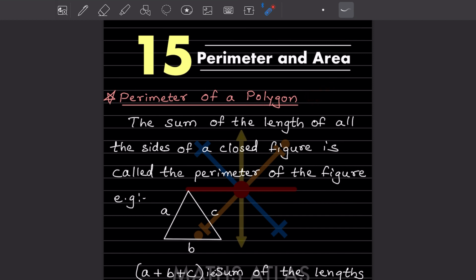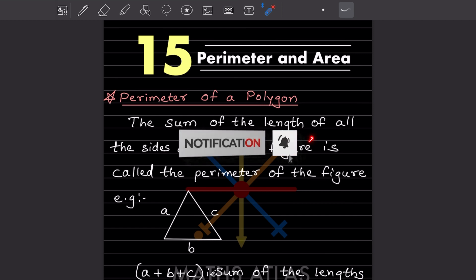Just look at this definition here. The sum of the length of all the sides, when we add the length of all the sides of a closed figure, is called the perimeter of the figure.